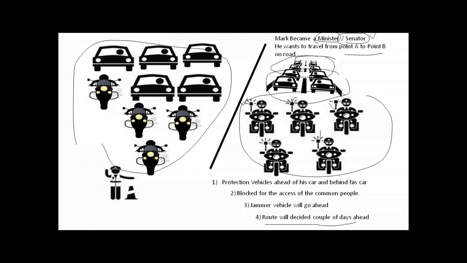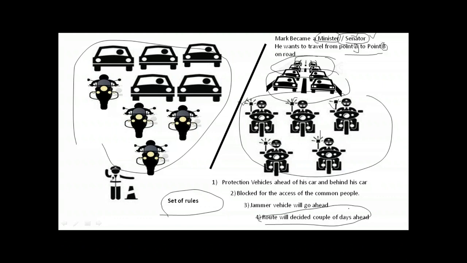Now, the route in which he will travel will be decided a couple of days ahead. In simple words, there are some set of rules that need to be followed if our minister called Mark has to travel from point A to point B, maybe from New York to, let's say, New Jersey. He cannot travel like a common man. There is some set of rules.